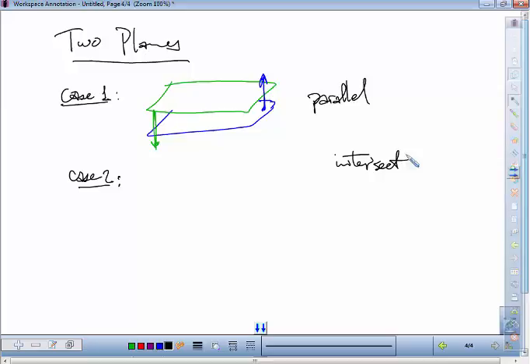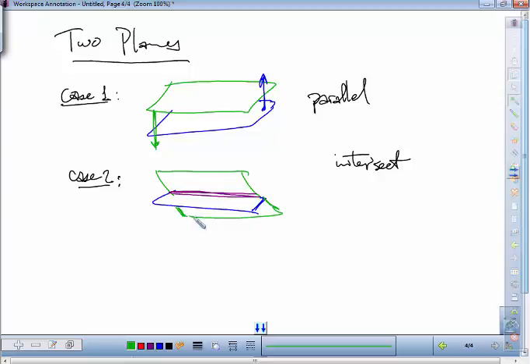And what is that hinge? That's the line of intersection. So it's possible. Oh, I haven't drawn this in a while. But they intersect in the line.